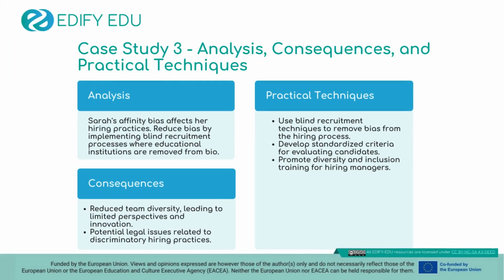Now, let's analyze this case study and explore the consequences of Sarah's unconscious bias and the steps she can take to address it. Sarah's bias results in reduced team diversity and potential legal issues. The consequences include limited perspectives and a lack of innovation within the team. To tackle this, Sarah can implement several practical techniques.